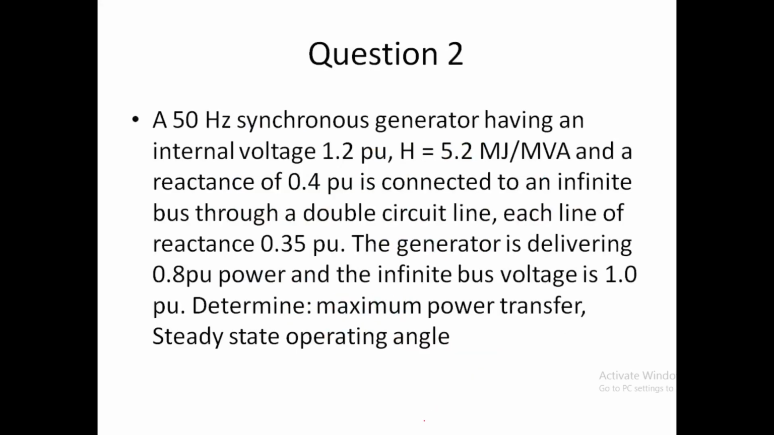Now, a 50 Hz synchronous generator having an internal voltage 1.2 per unit, H equal to 5.2 megajoule per MVA and a reactance of 0.4 per unit is connected to an infinite bus through a double circuit line. Each line has reactance 0.35. The generator is delivering 0.8 per unit power and the infinite bus voltage is 1 per unit. Determine the maximum power transfer and the steady state operating angle.